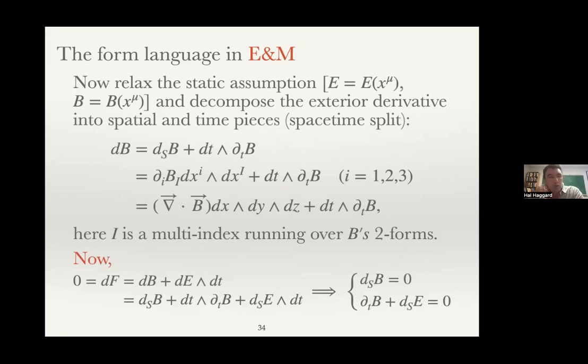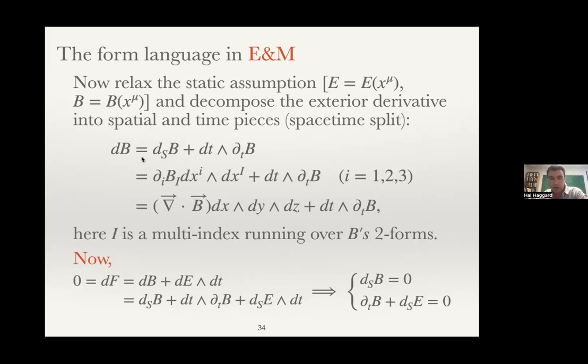Okay, but let's relax the static assumption. So instead of thinking of the E's as only depending on space and the B's as only depending on space, we're going to allow them to depend on space-time. And let me make a definition. It's just a convenient notational definition. I'm going to break the exterior derivative up into two pieces. I'm going to call one the spatial exterior derivative, d sub s, and the other part I'll call the time component, although it's defined this way.